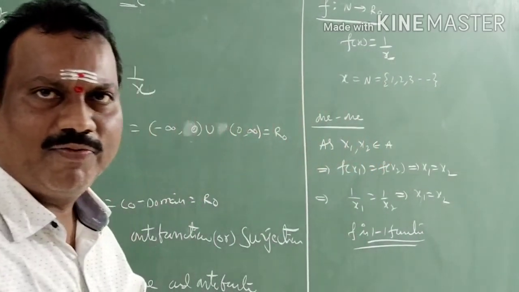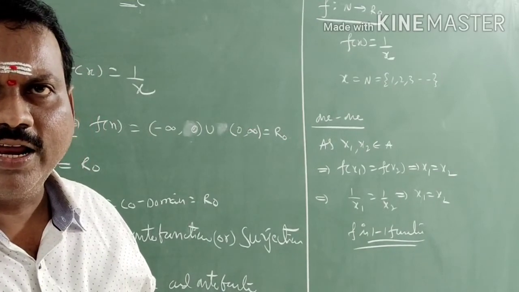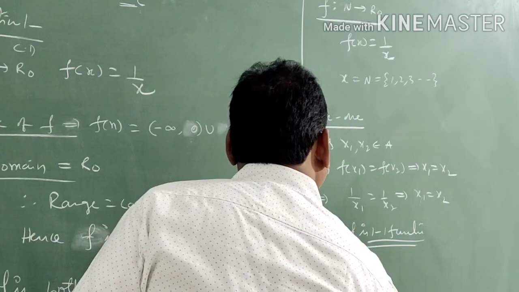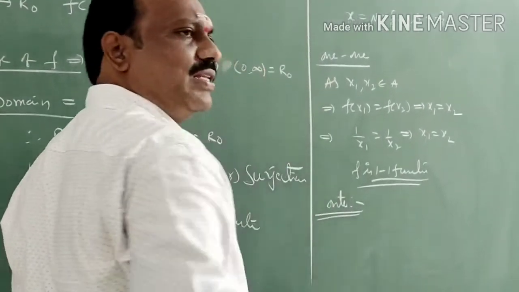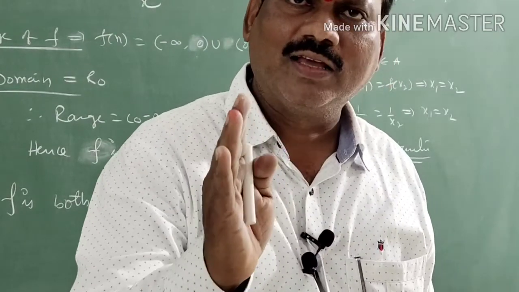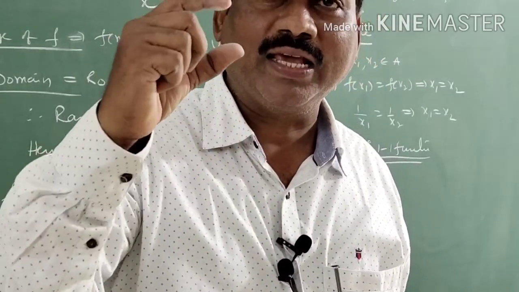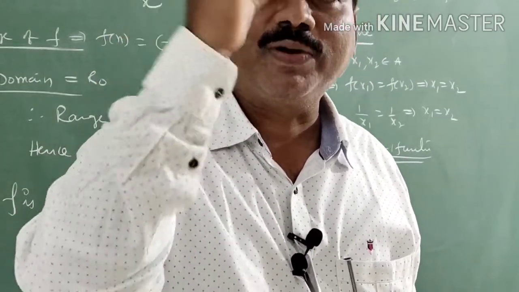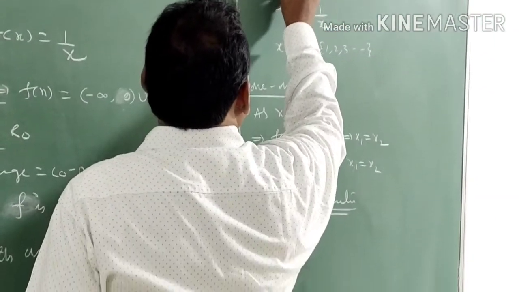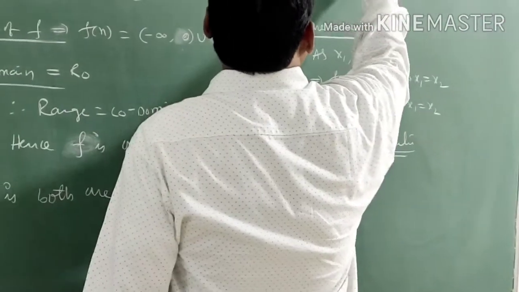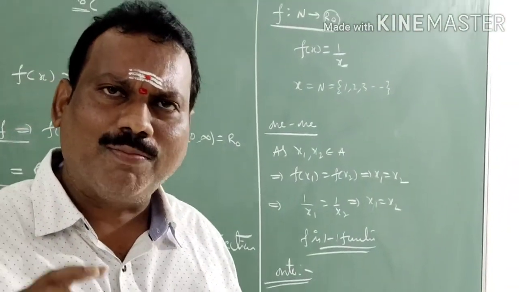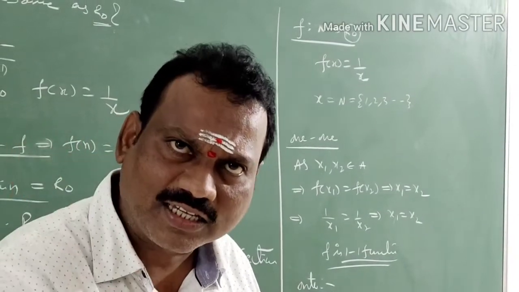F is a 1-1 function or injection. Now we are going to check whether it is an onto function. Onto means for every y belongs to B, that means for every element in set B, there exists at least one pre-image. Set B means codomain, students. So it is a mapping from N to R naught. In R naught we have infinite elements, all real numbers, negatives and positives, all exist.